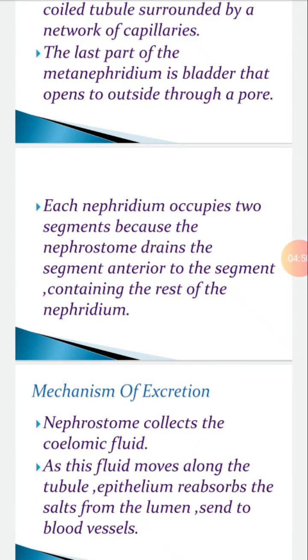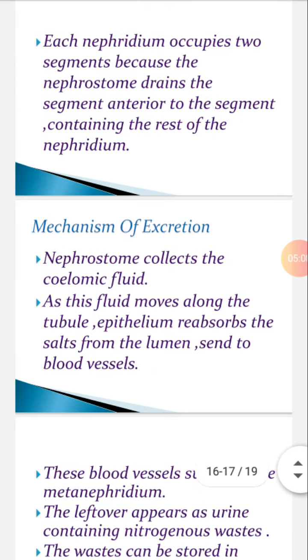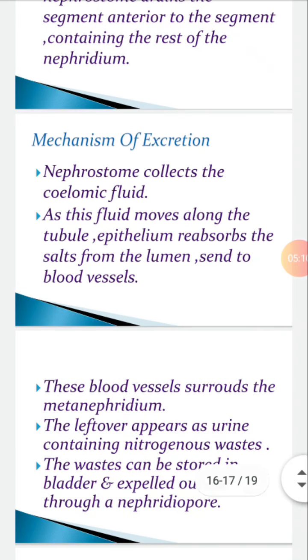Now, the mechanism of excretion in earthworm. The nephrostome collects the coelomic fluid. As this fluid moves along the tubule, the epithelium lining reabsorbs salts from the body cavity lumen and then sends them into blood vessels. These blood vessels surround the metanephridium excretory structure. The leftover appears as urine containing nitrogenous wastes.